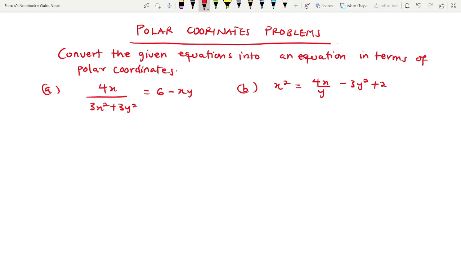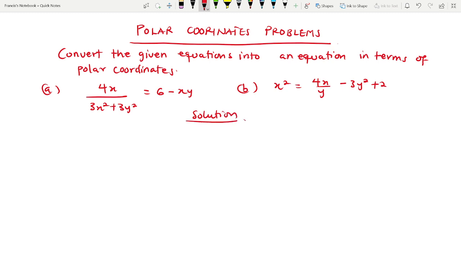The problem is: convert the given equations into one equation in terms of polar coordinates. I have the first equation as 4x over 3x squared plus 3y squared, and this is equal to 6 minus xy. The second equation is x squared is equal to 4x over y minus 3y squared plus 2. So let's get into what we have here.